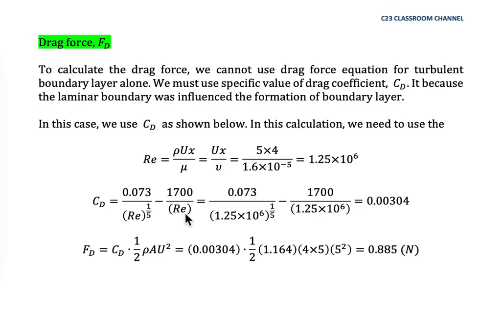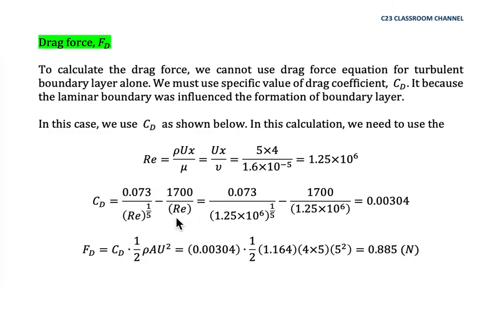So we substitute the value of the Reynolds number for the real length, for the real flat plate, and you will get around 0.00304. We substitute into this equation, so CD is 0.00304. We have rho, the density of air, 1.164. We have an A of 4 times 5, and the free stream velocity, which is 5 meters per second, and then we get 0.0885 newtons.